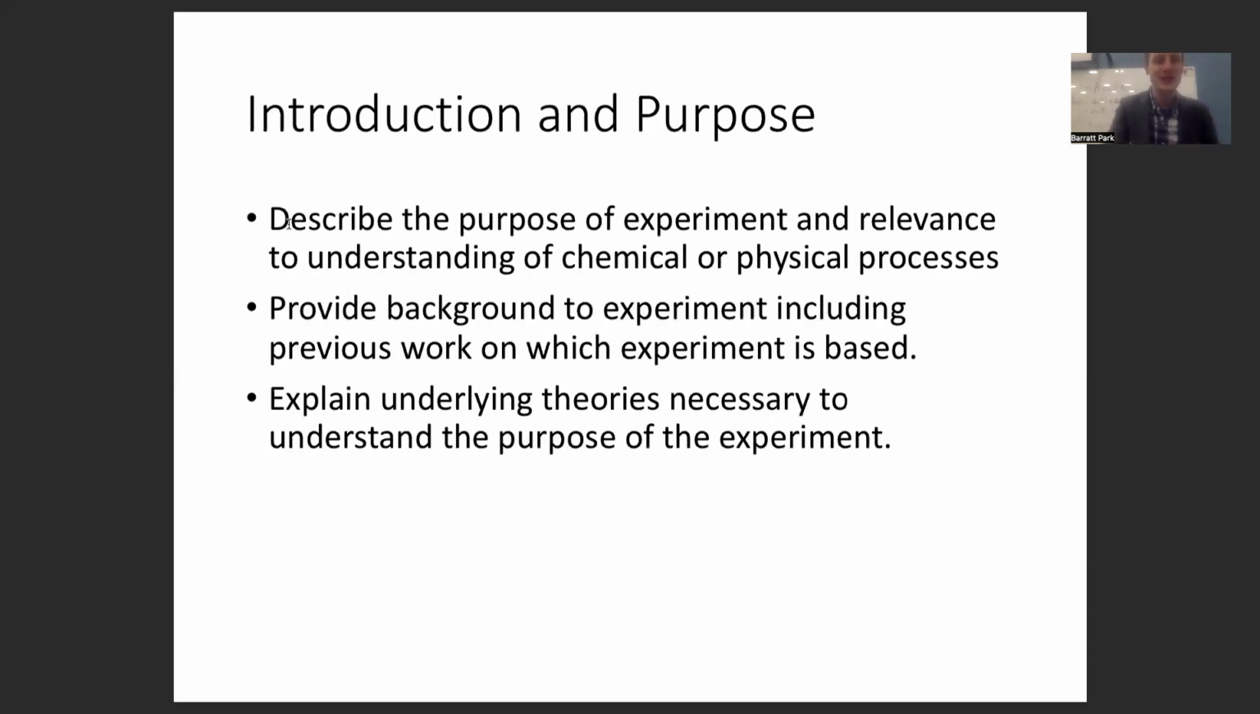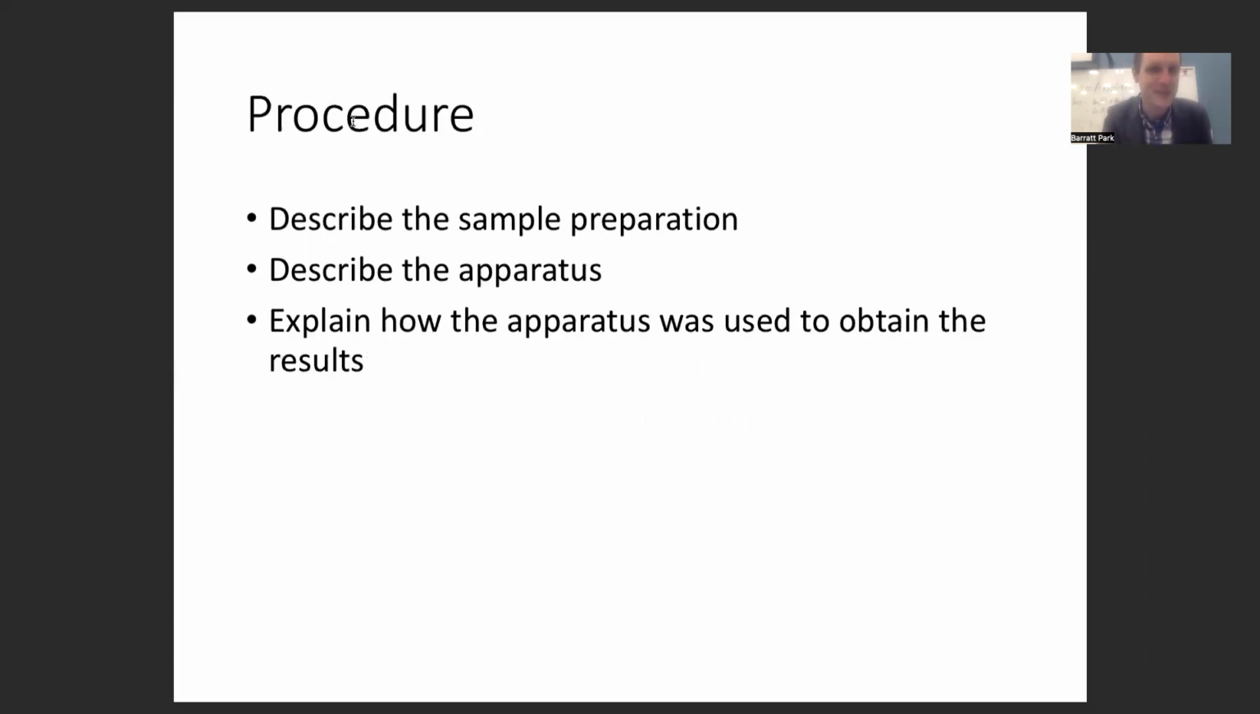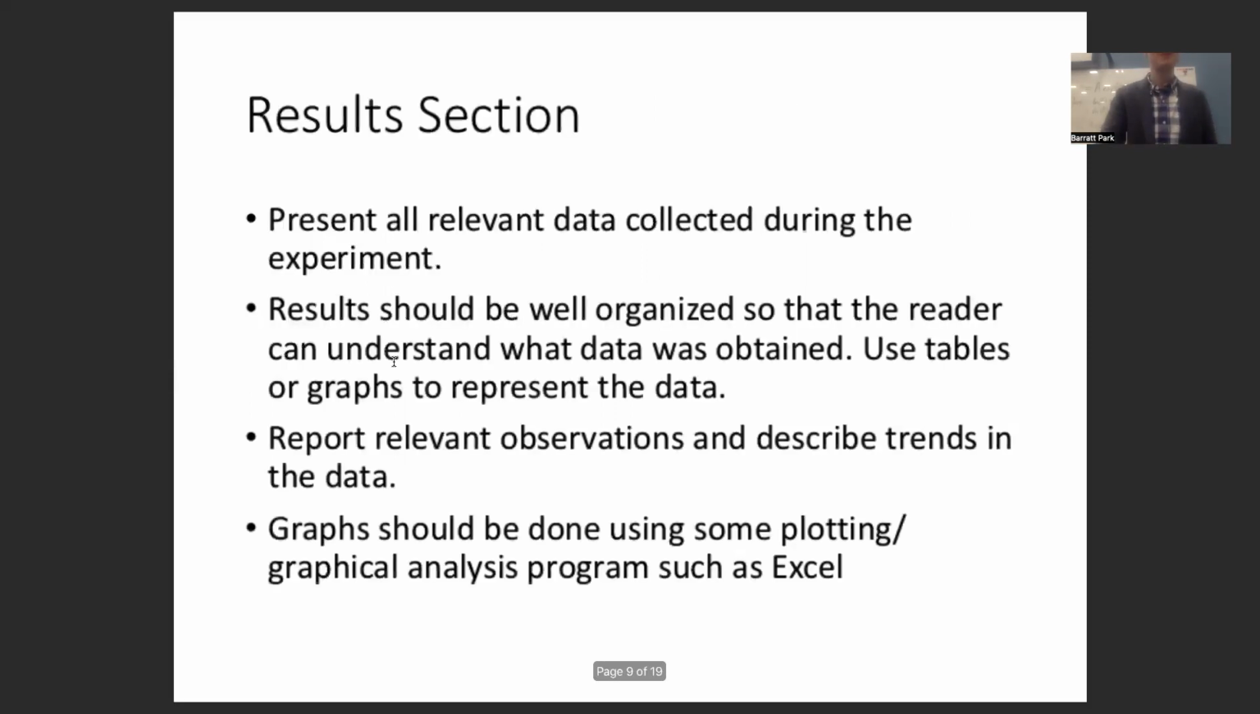Okay, so the introduction should describe the purpose of the experiment. Why is it relevant? It can provide background on the experiment. You might want to include some information about previous experiments, right? When was the inversion of sucrose first studied? You can explain underlying theories that are necessary to understand the experiment, and so forth. Next is the procedure. You want to describe the sample preparation, describe the apparatus, explain how the apparatus was used to obtain the results. That's pretty much all you need.